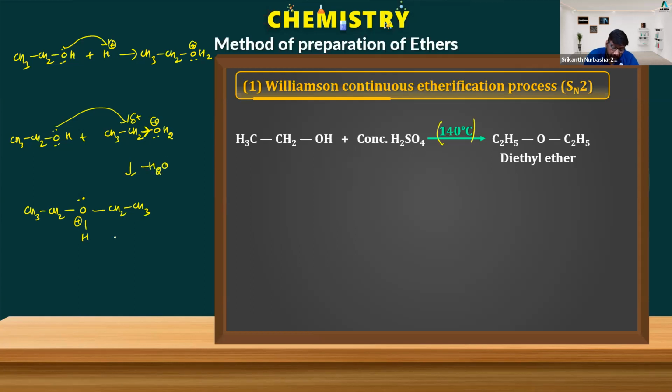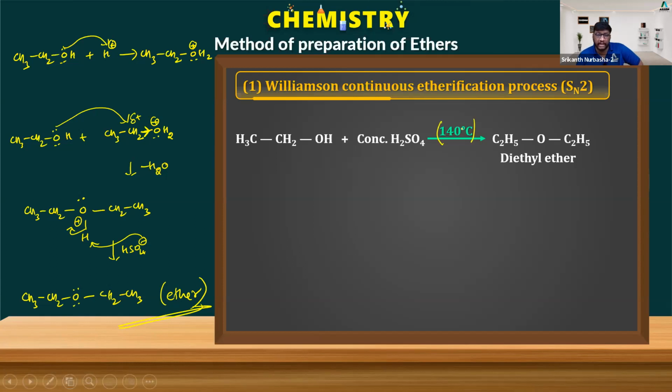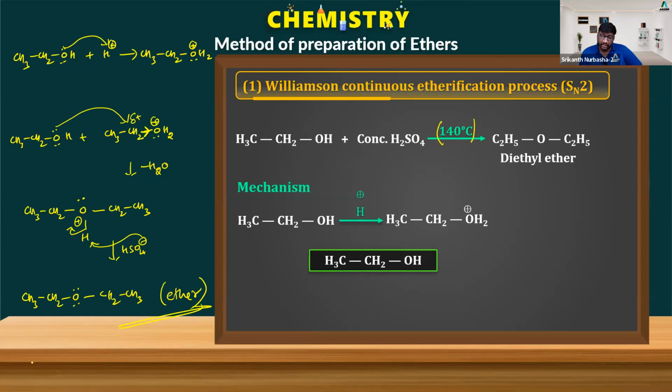And now H2SO4 in the reaction mixture produces the H plus ion, and along with H plus, it forms HSO4 minus also. That HSO4 minus will simply pick up this proton. The OH electron density is given to oxygen, generating CH3CH2, oxygen with two lone pairs, and CH2CH3, which is nothing but your ether. So diethyl ether is obtained whenever you treat alcohol with H2SO4 at 140 only. If you maintain 170, you will get alkene. At 140, you will get diethyl ether as the major product.